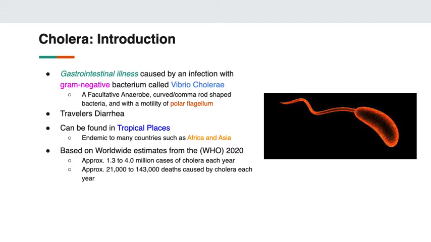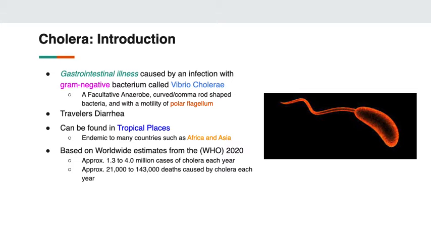It is called traveler's diarrhea, which happens when a traveler visits a poorly hygienic place and eats or drinks contaminated food. Like I said, it can be found in tropical places, but it is endemic to many countries such as in Africa and Asia, where sanitation and hygiene are poorly practiced.